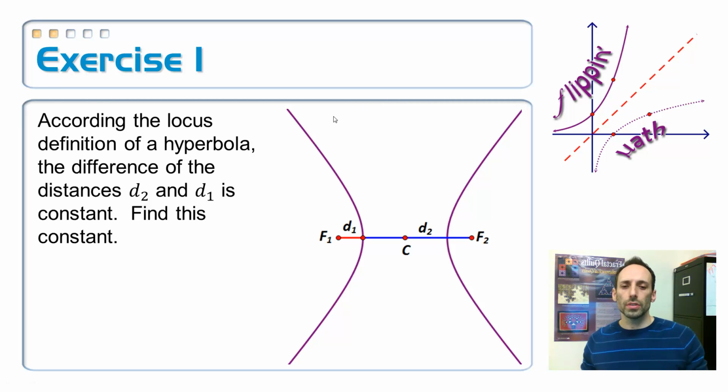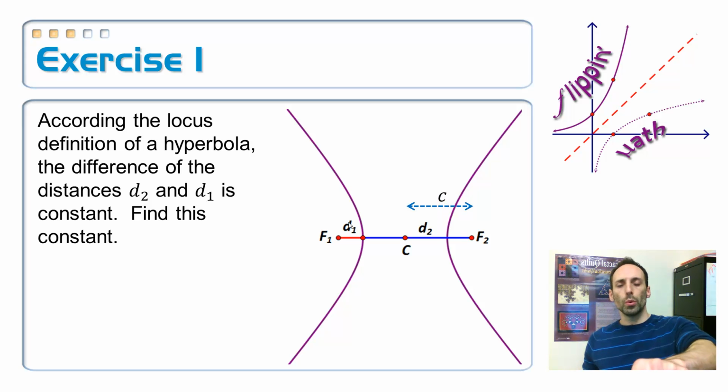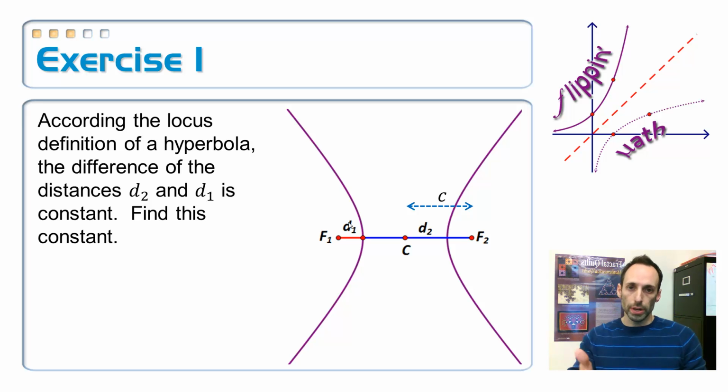So take a look at this diagram. If you put point P at one of the vertices, then figuring out what d2 minus d1 has to be equal to is a little easier. So I'll just detail this for you. Would you agree that the distance from point C, the center point, to focus 2 is c? That's how we defined it in the last slide.